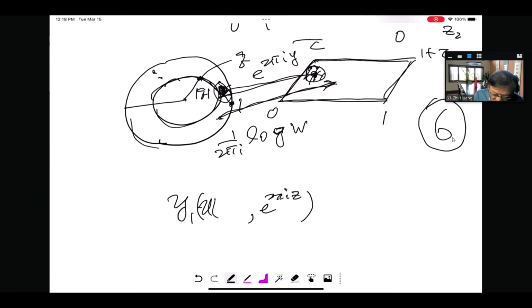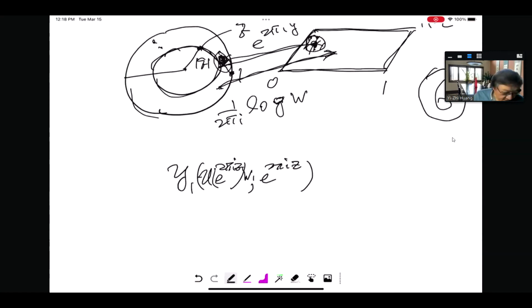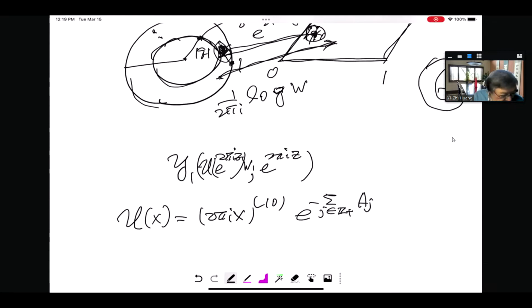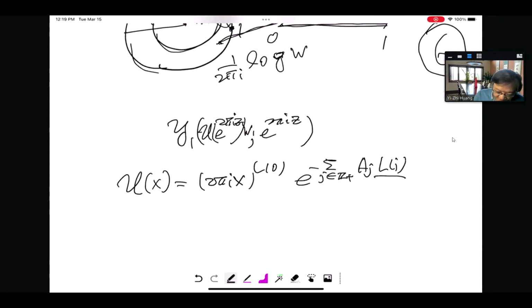So I will just write down the formula, but let me first write this u(z1), which depends on z1, and then apply it to w1. Okay, here this u, in general, if it depends on some variable, let me say x, is equal to e^(2 pi i) times... this is coming from this conformal transformation, and e^(-sum over j in Z_+ of a_j L_j). Okay, so this only has positive action.